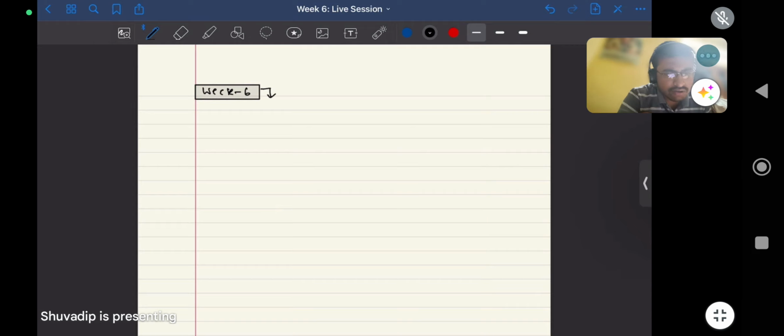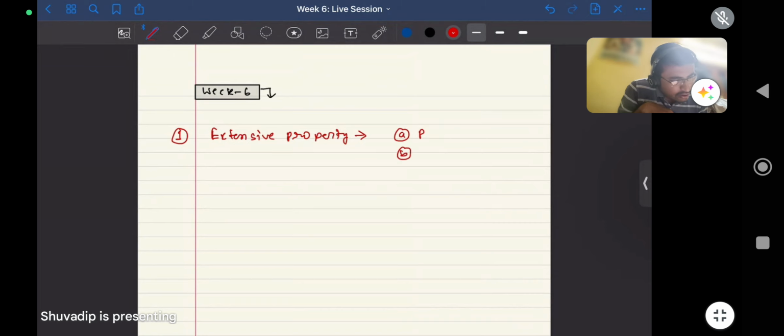In week 6 we are mostly discussing the thermodynamics of the solution. So some questions related to thermodynamics can be important here. Suppose one question is: which of these is an extensive property? The options are: A, pressure; B, chemical potential mu; C, temperature; D, entropy.